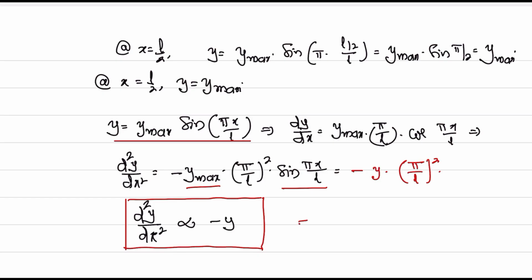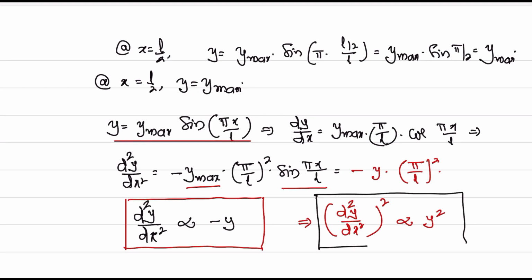Or else we can even say d square y by dx square whole square is directly proportional to y square. The square of the second derivative of the equation of deflection is directly proportional to y square. These are the two derivations from this particular equation. We will further go ahead.